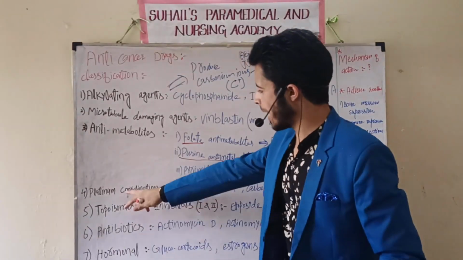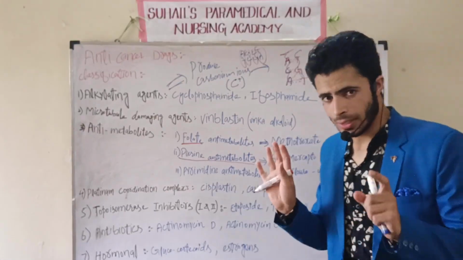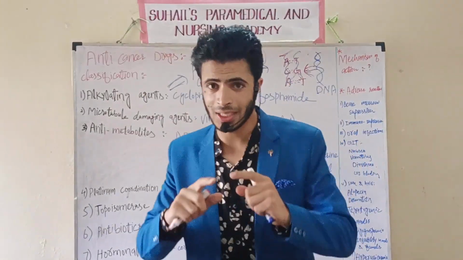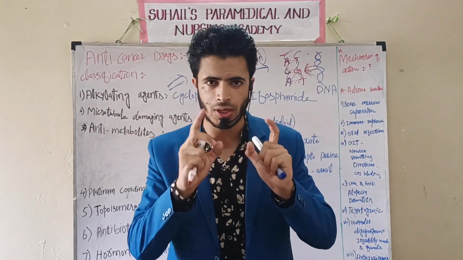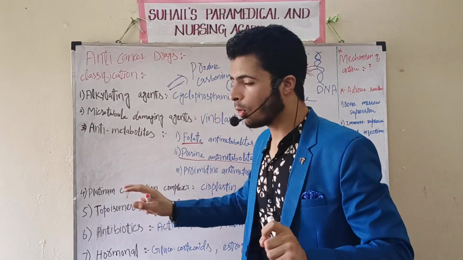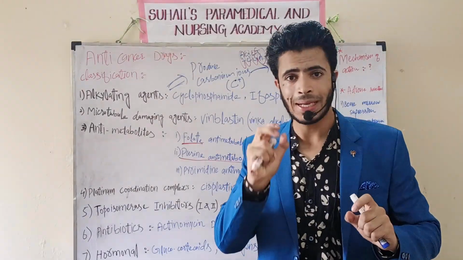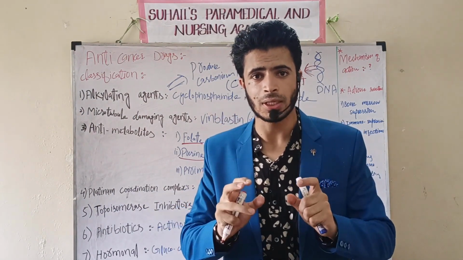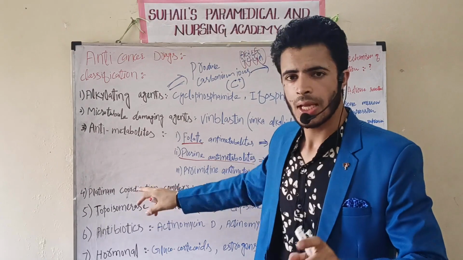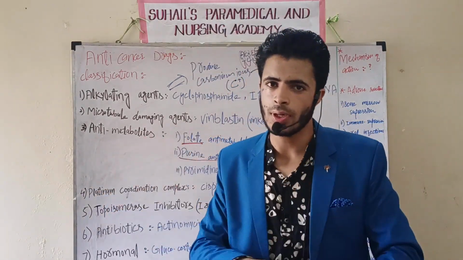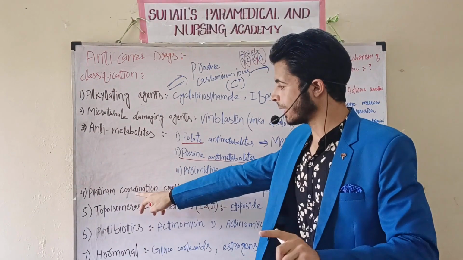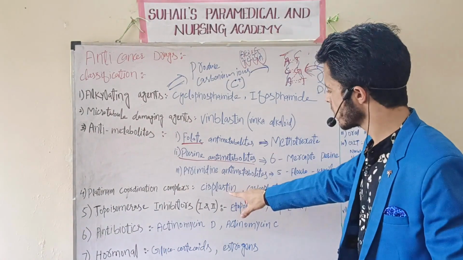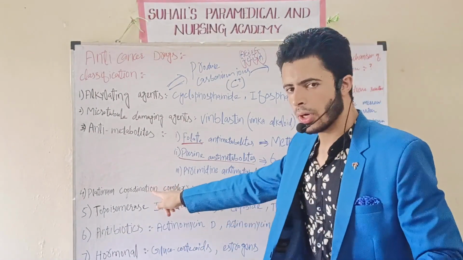Another is platinum coordination complex. The examples are cisplatin, carboplatin. How will they act? We have studied in chemistry that there is coordination chemistry. In coordination chemistry, we know that platinum forms coordination compounds. Platinum is an element. It has the capability to form coordination complexes. What is a coordination complex? Then you have to enter into the chemistry. I will not go that side, but I will say platinum forms coordination complexes. Cisplatin and carboplatin are two platinum coordination complexes.